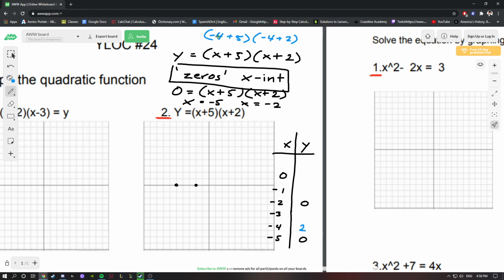Same thing here. We could do negative 3, which will yield, oh, this is actually negative 2. Whoops. This is positive 1 times negative 2, which is negative 2. Negative 3 here is positive 2 times negative 1, which is also negative 2. Negative 1 should be 3 times 1, which is 4. And 0 should be 10.